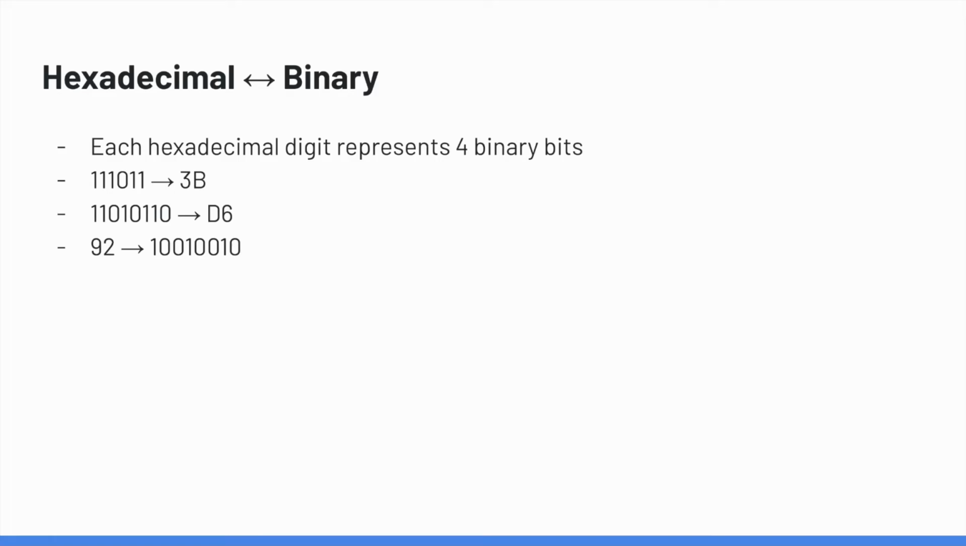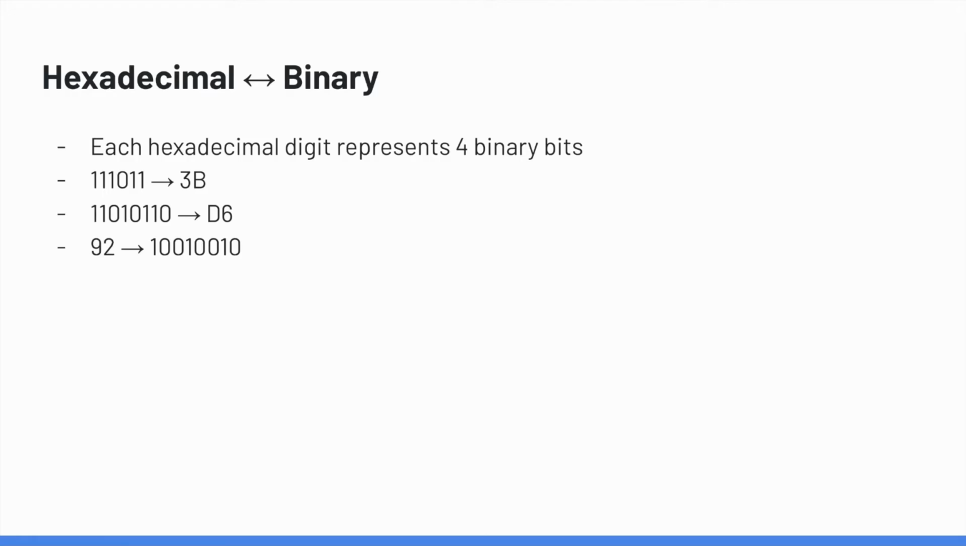So next, we've done denary to hexadecimal, we've done hexadecimal to denary. Now we're going to do hexadecimal to binary, and this is where you're going to see how hexadecimal and binary can quite easily work together. The key thing to remember is that each hexadecimal digit represents 4 binary bits.